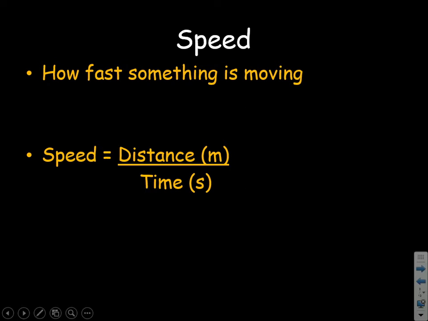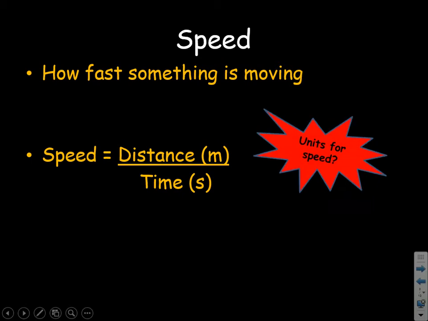Now the units for speed do vary depending on what the units for distance are and the units for time. So for example, the one that I have on the board, you can see that the units for distance is meters and the time is in seconds. And we have meters divided by seconds, so our units for speed are meters per second, and most exam questions will be giving you distance and time and expecting you to calculate speed in those units, meters per second.